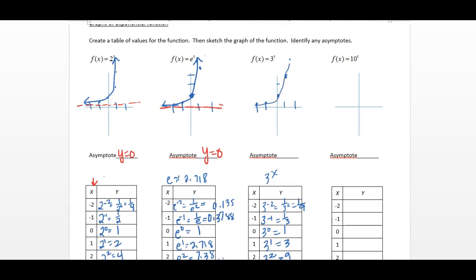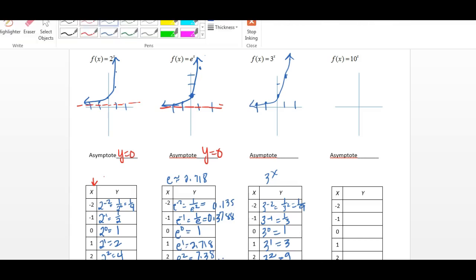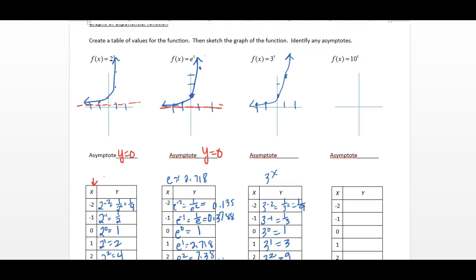our curve is very, very steep. So again, consider the asymptote. Where is it not crossing? It's not crossing the x-axis. None of our y values are less than 0. So there's an asymptote there, y equals 0.